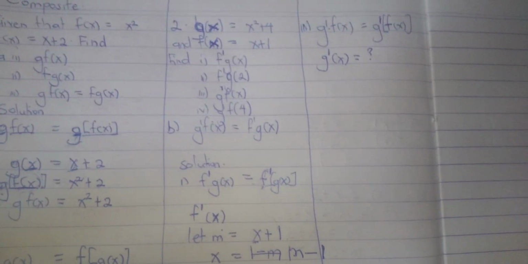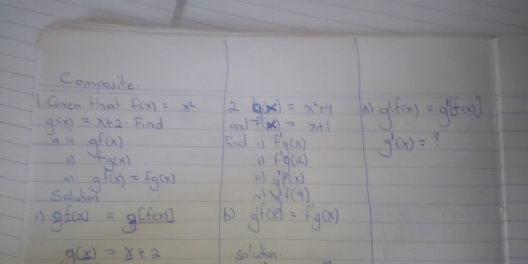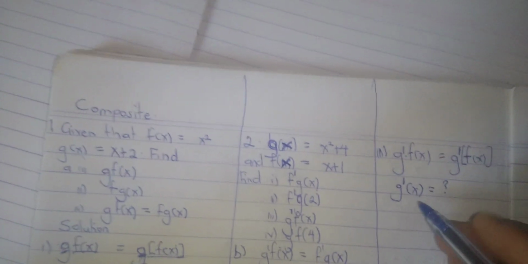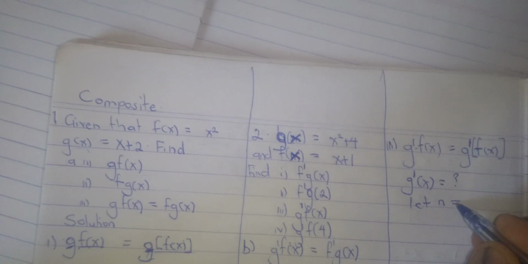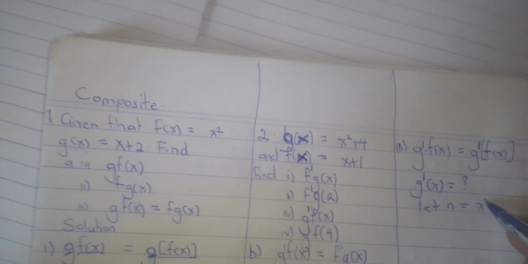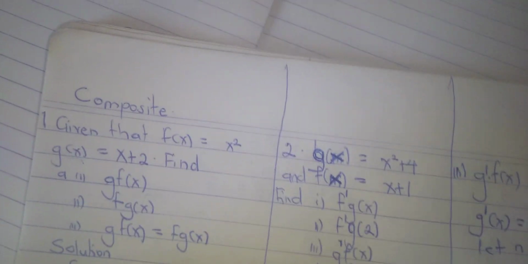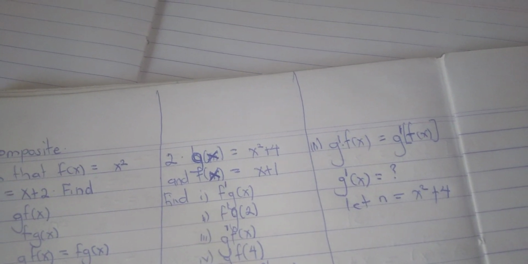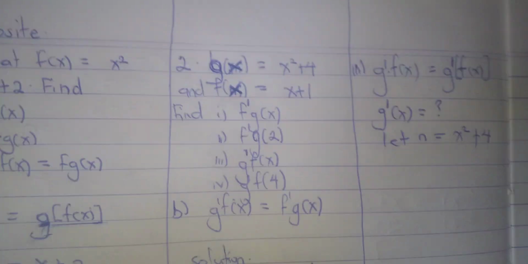Since that is what we are looking for, we know g of x, which is x squared plus 4. We have now to look for the inverse of that. How would we look for the inverse? So we let n equal to that g of x, which is x squared plus 4. Still we need the concept. We have to make x the subject of the formula.